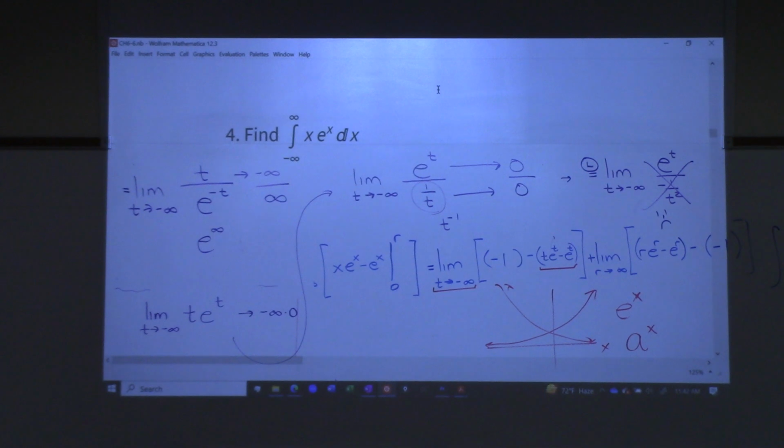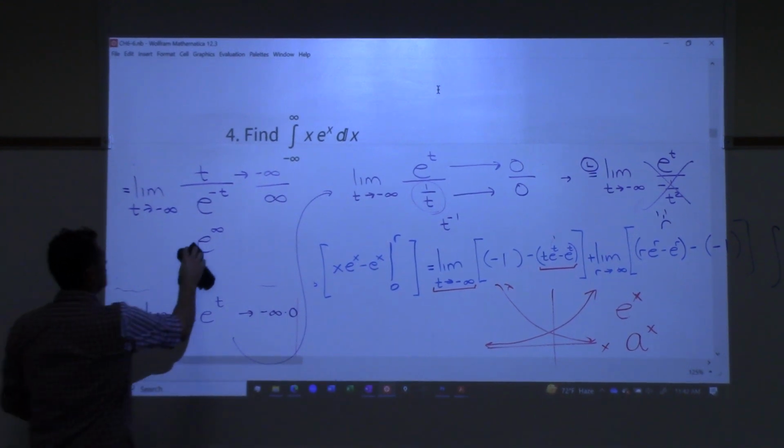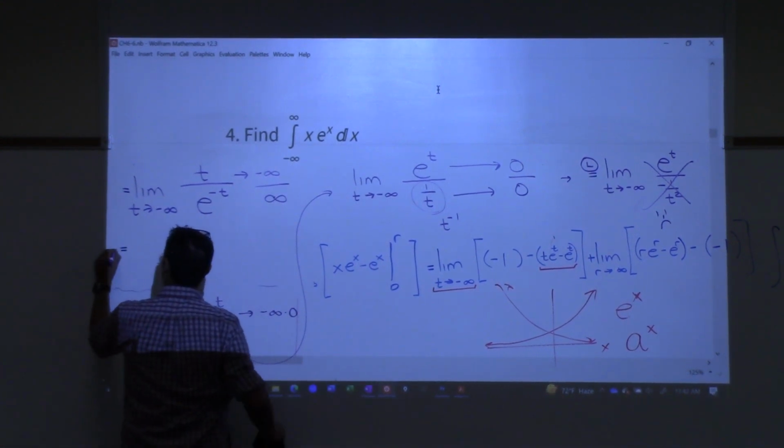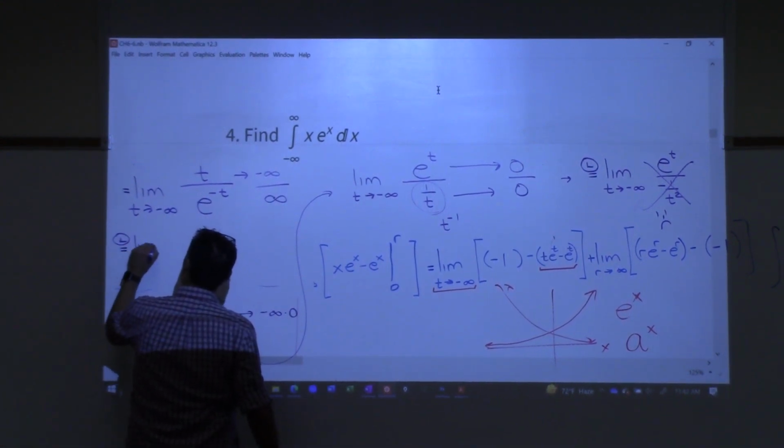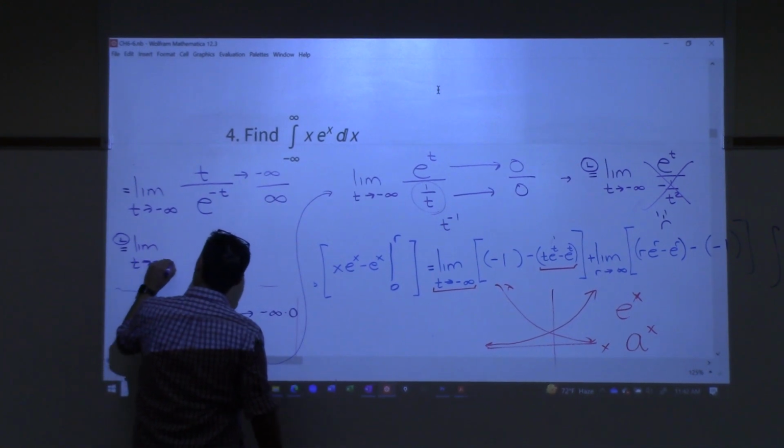We need that for L'Hopital, don't we? We need that for L'Hopital. So now I can apply L'Hopital. Limit as t goes to -infinity.